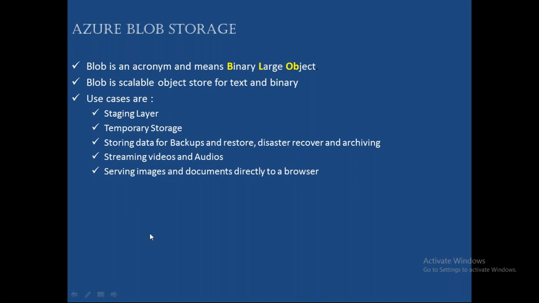Next, you want to stream your videos and audios live, so you can stream these videos and audios from the blob storage. Next, you can serve images and documents directly to a browser. Suppose you uploaded some documents and images into your blob storage and your friend requests an image. You can share the URL, and when your friend hits that URL, they can download that image directly from the browser. For all these use cases you can use blob storage.